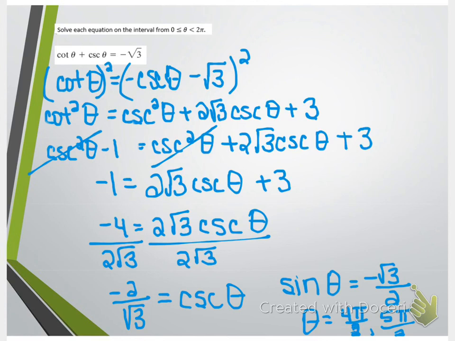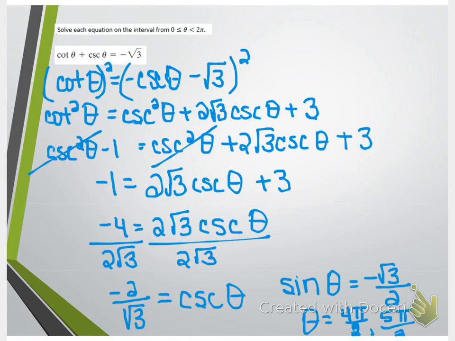But you have to now take those answers and go back to your very original equation and plug them in and see if that statement is true. So if you take 4 pi over 3 and go back up to the top, does cotangent of 4 pi over 3 plus cosecant of 4 pi over 3 equal the negative square root of 3?